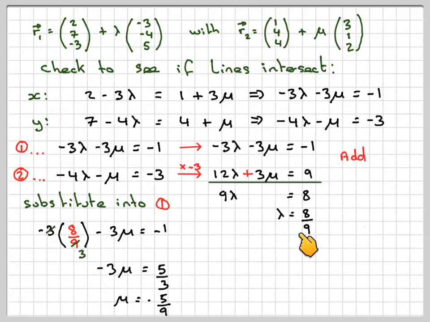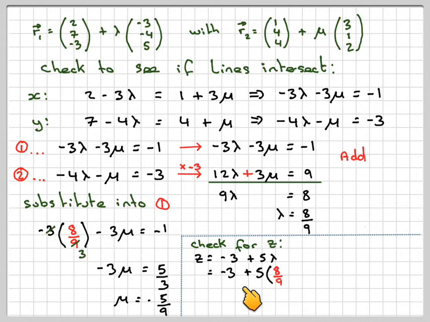Okay, if it intersects, then it will work for z as well. So this is what you need to do. You need to check for z. So z here is minus 3 plus 5 lambda, so it's going to be minus 3 plus 5 times 8 over 9. Use the fraction button on your calculator, and that'll give you 13 over 9.